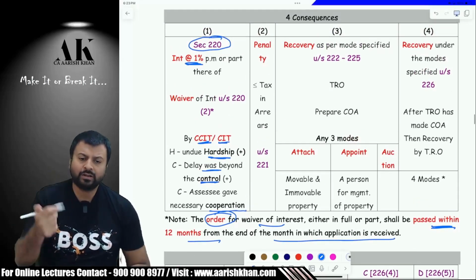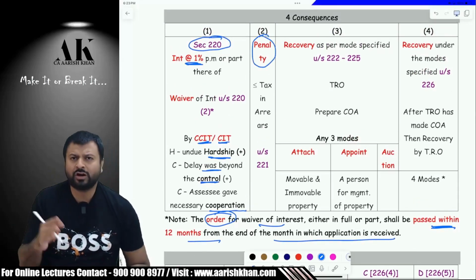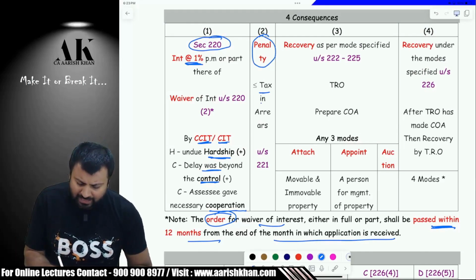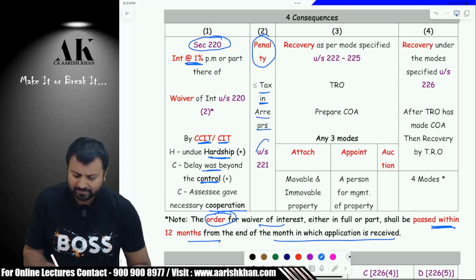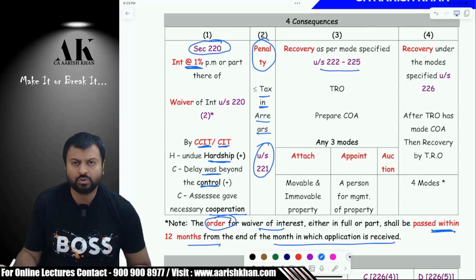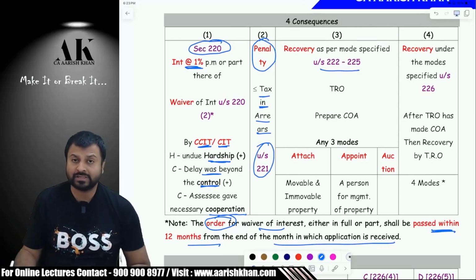Okay. What is the second consequence? If you do not pay the tax within 30 days and you become an assessee in default, there may be a penalty equivalent to the tax in arrears under section 221. Then, under sections 222 to 225, there might be a recovery mechanism which can be imposed against you.